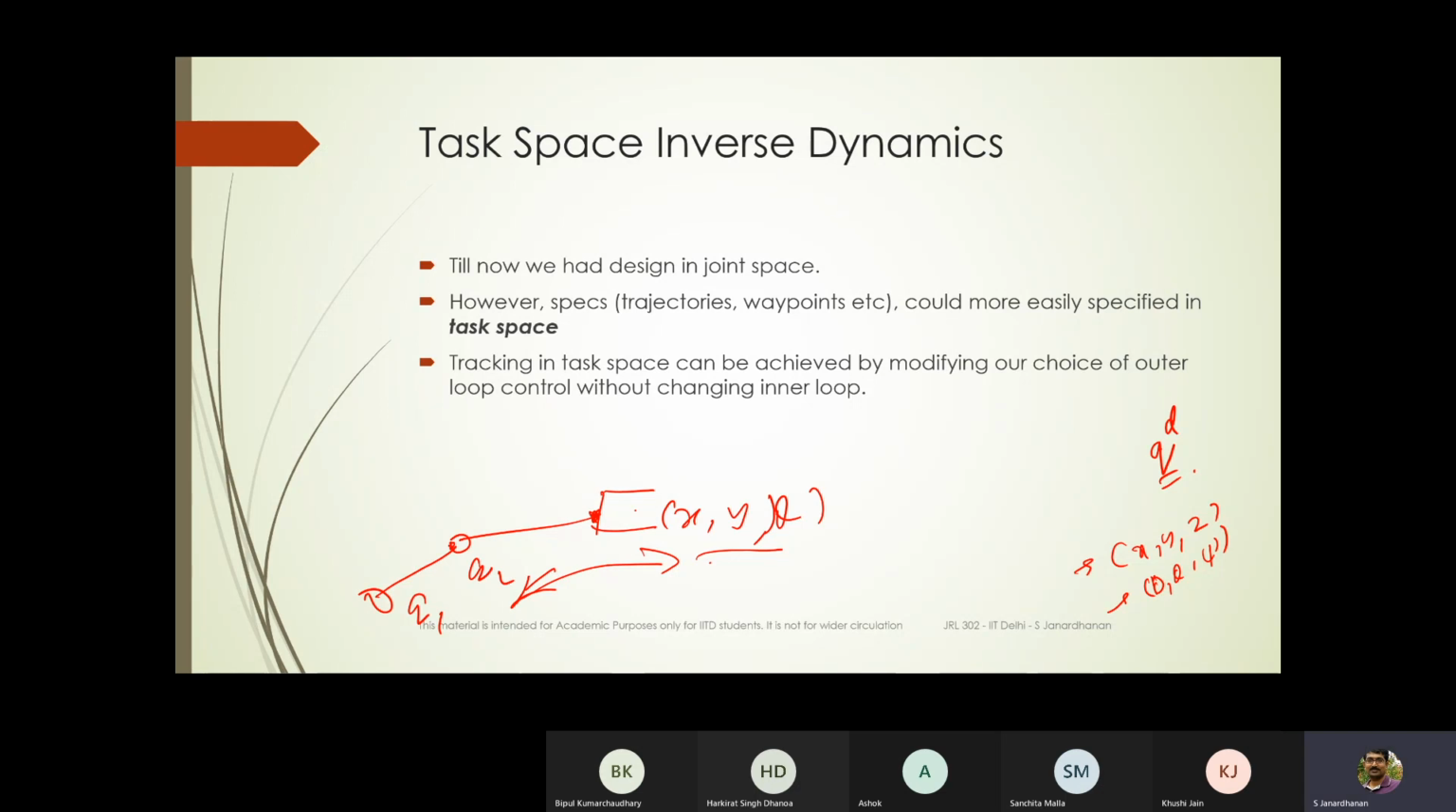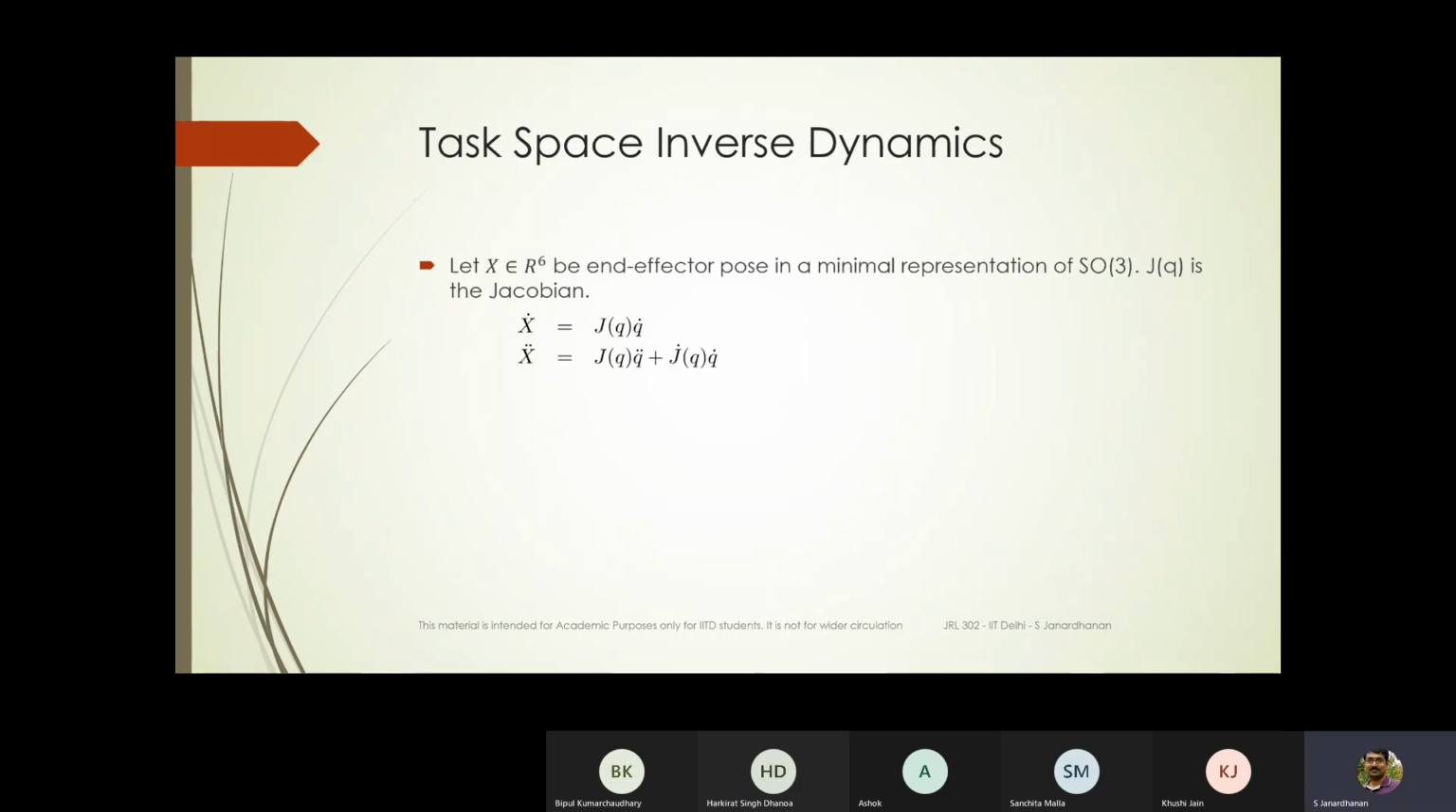Okay, and we can actually modify the outer loop without changing the inner loop and translate our control that we had done in the joint space to the task space. If you remember, in the kinematics part of the task space, you have a Jacobian matrix J that relates the velocities in the joint space with the velocities in the task space, or the coordinate space. Say X is the workspace coordinate or the task space coordinate. Okay, so X dot is related to Q dot with this relationship, J of Q into Q dot.